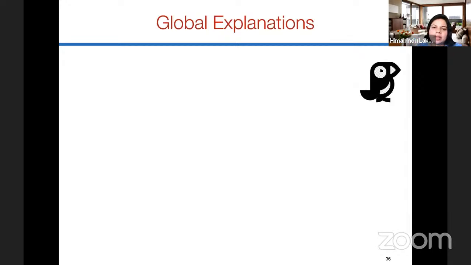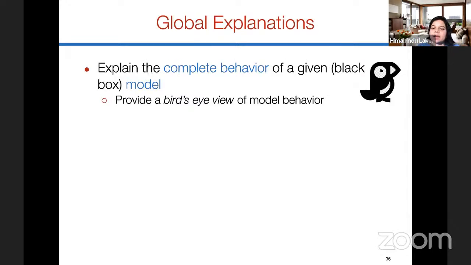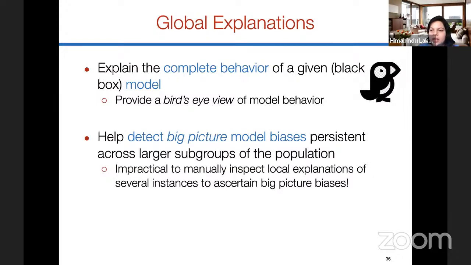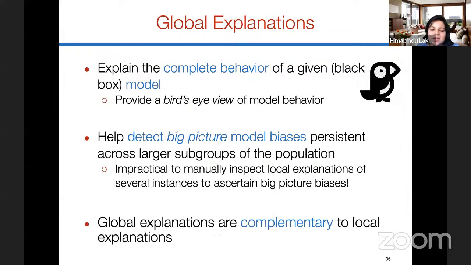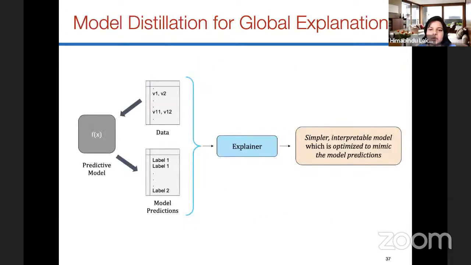Just to give you a spiel about what a global explanation is, the goal here is to explain the complete behavior of a given black box model, and basically to provide a bird's eye view of the model behavior, right? These explanations help us detect big picture model biases persistent across larger subgroups of the population, because it is impractical and highly challenging to manually inspect local explanations of several instances to ascertain big picture biases. Global explanations can be thought of as complementary to local explanations. These provide a bird's eye view, while local explanations provide a more zoomed in view, right? That's one way to think about it.